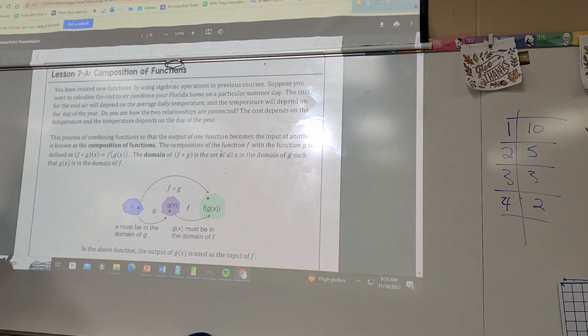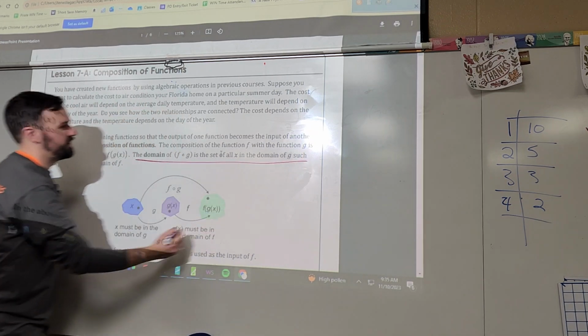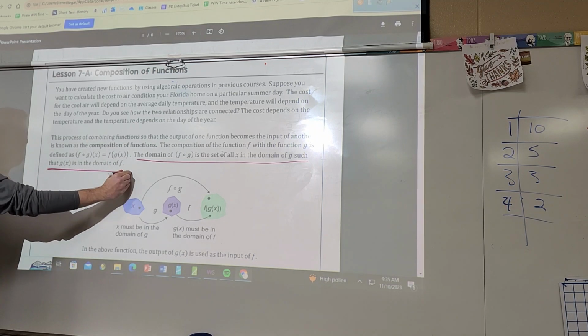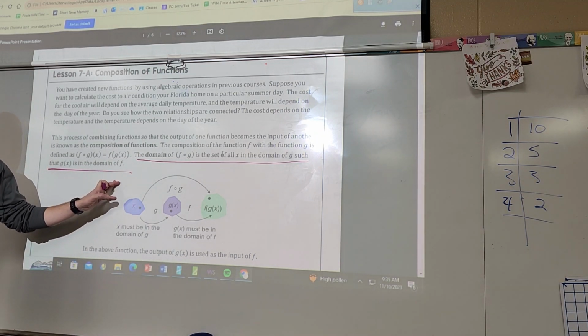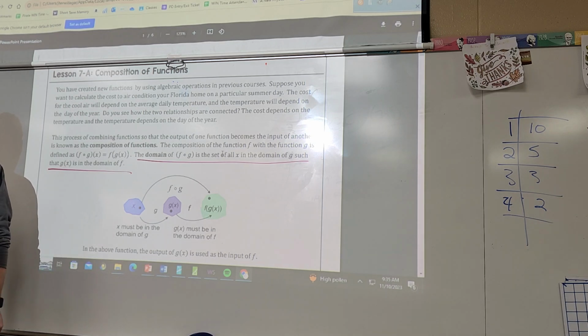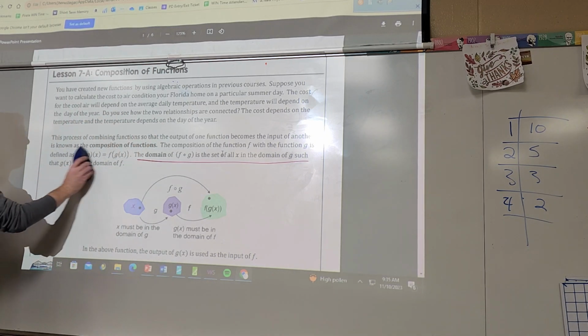Now, something that's important to realize, the domain of your composition has to be that the domain of your g of x is in the domain of f. The domains have to match. We'll see. You'll see. Sorry, that was quick.